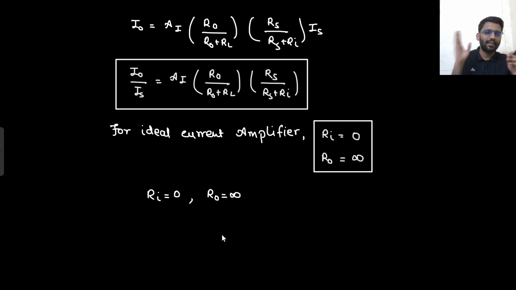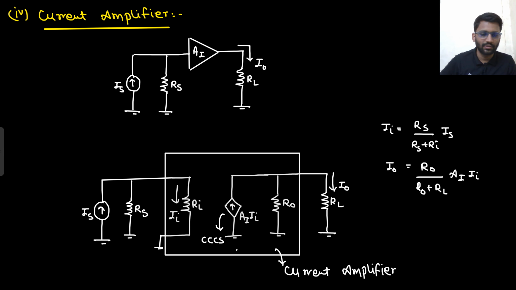Let's revise it. What was the voltage amplifier doing? Transresistance, output should be voltage, input should be current, so it was converting the current into voltage. Transconductance, output should be current, input should be voltage, so it was converting voltage into current source. And what about current amplifier? It is converting current into current source only. This is a current controlled current source that I have written.